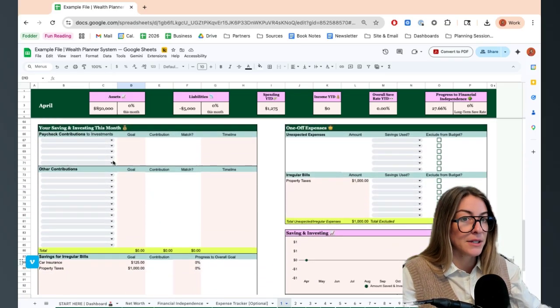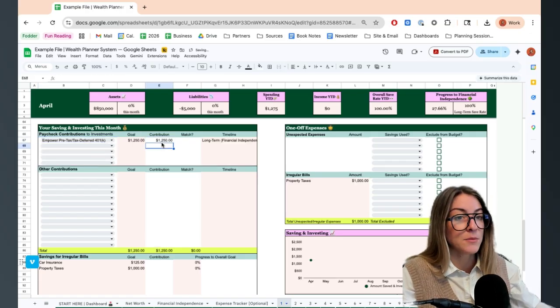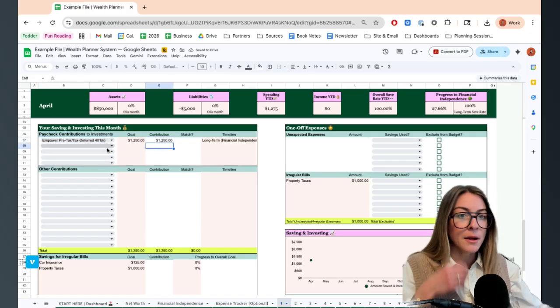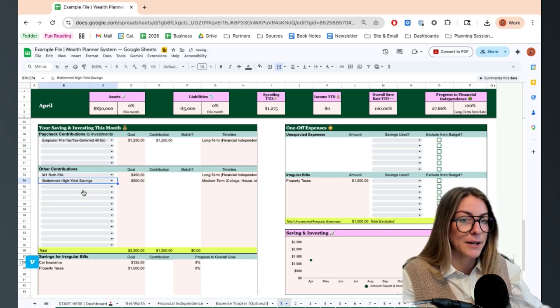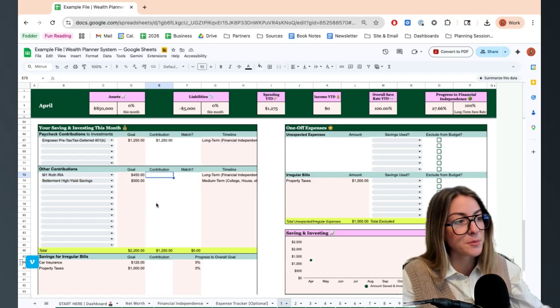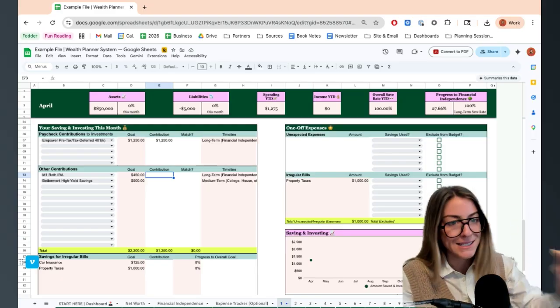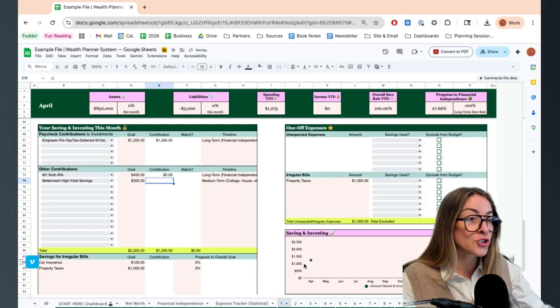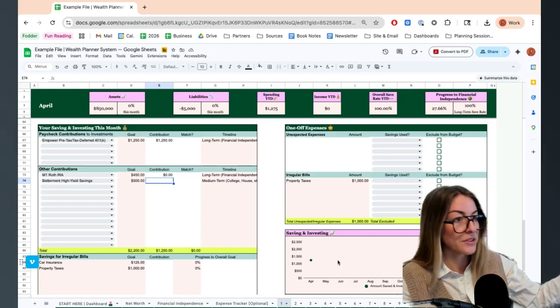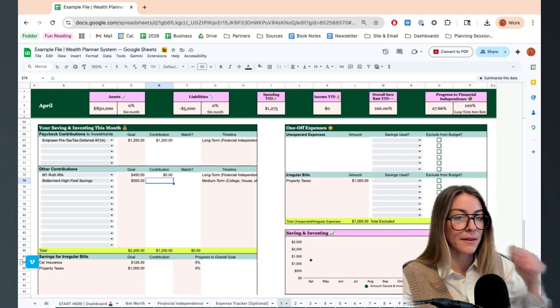And then same down here with, okay, we know that we put in $1,250 for our 401k. Now that we've selected the account, the goal will pop up. And then we also know that we want to contribute to a Roth IRA and our Betterment high yield savings. So contribution will appear here. Your goal will appear here. You'll actually put in the contribution. So every month you're saying, yep, I did that. If you didn't do it, no problem. You'll just put 0. And then it's going to track over time how your saving and investing is going. And as you fill this out, this chart will populate.